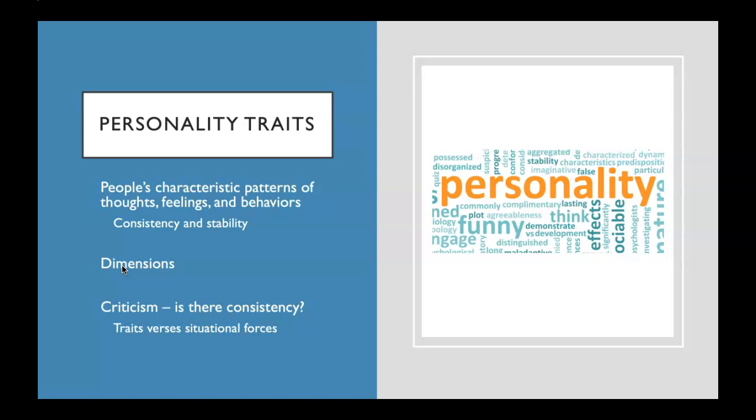And we're also going to address some criticisms of trait theories. So is there really consistency? Do people act similarly? Or with social learning, will we be influenced by very specific situations to act differently.